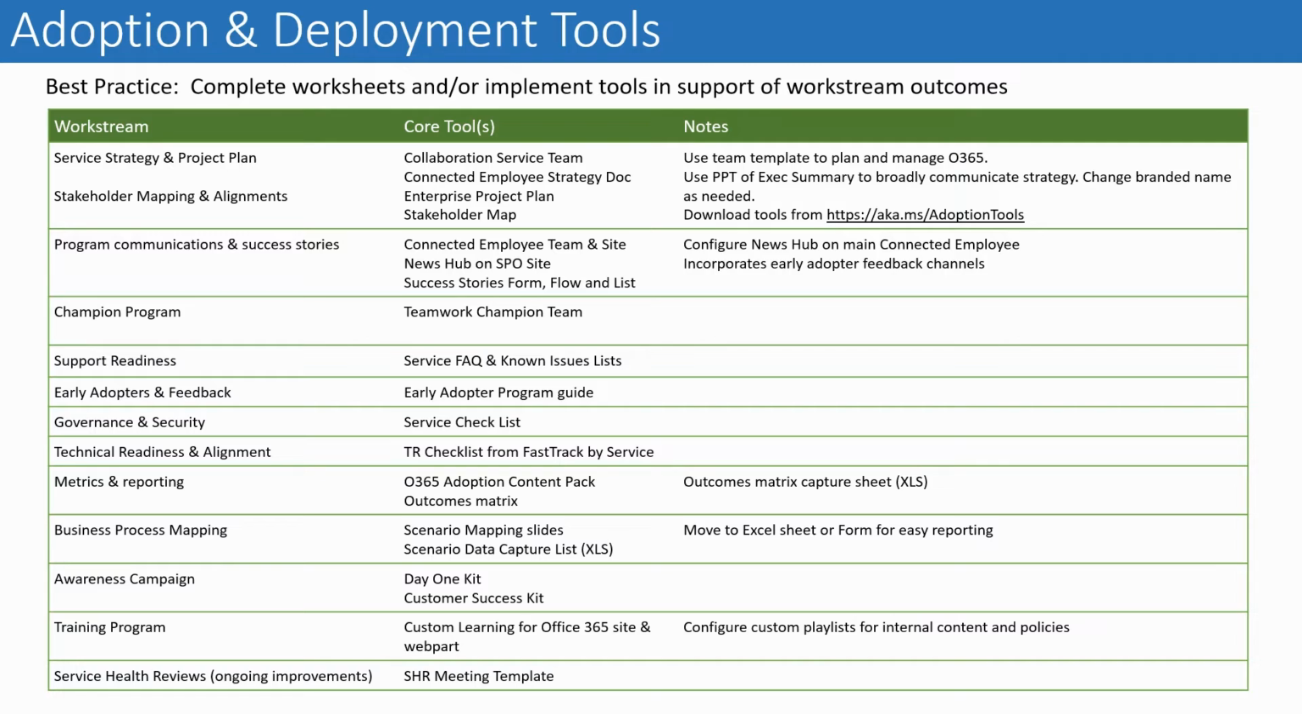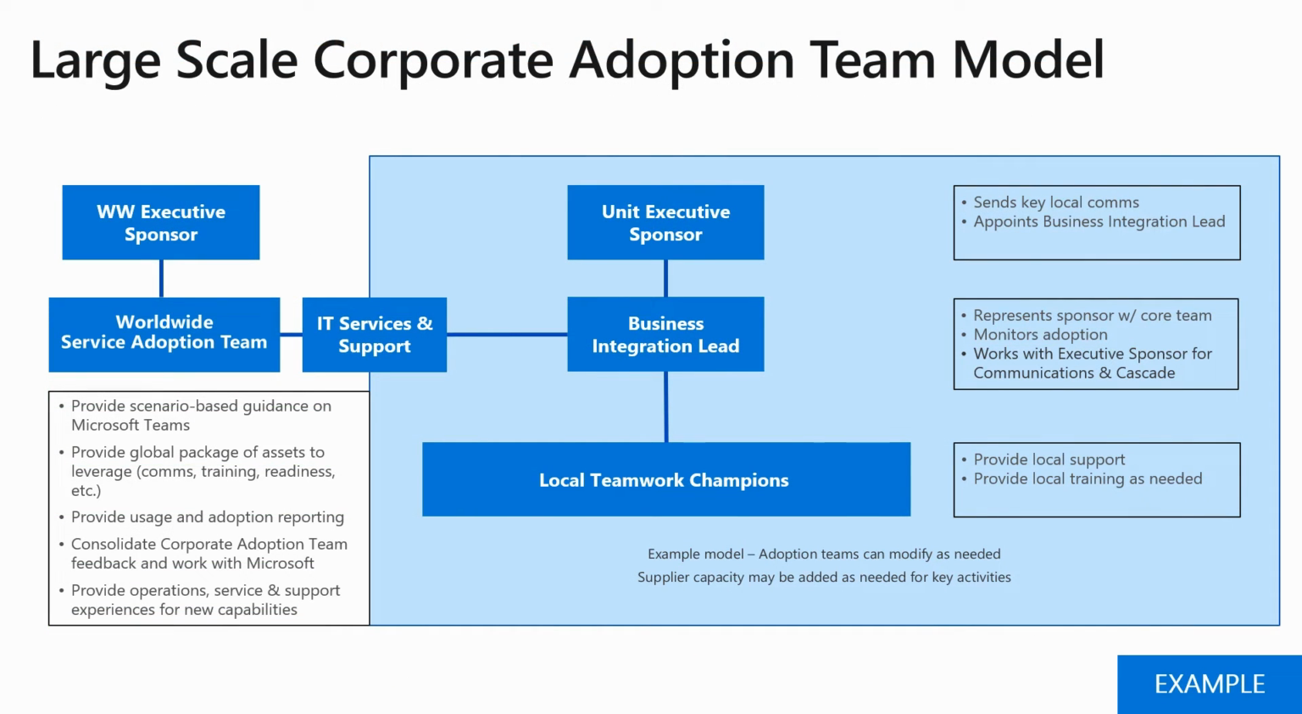Now, these tools are only as good as the team that is coming together, and there's a lot of different ways that the team can be constructed. In a large scale corporate adoption model, you often have a worldwide executive sponsor who's driving organizational or cultural change. Sometimes they're also accountable for these sorts of technology changes, but usually technology change is or should be in support of a bigger initiative at the company. And that worldwide service adoption team is usually accountable to and reports for alignment to that executive sponsor.